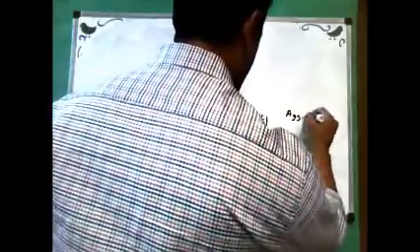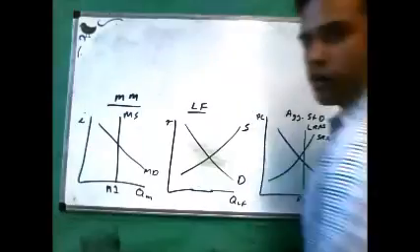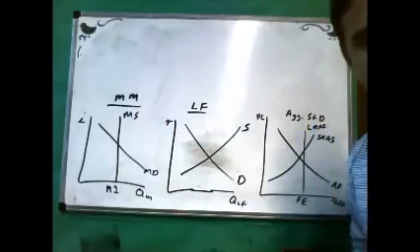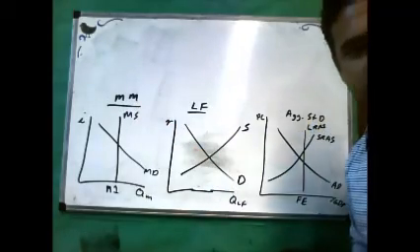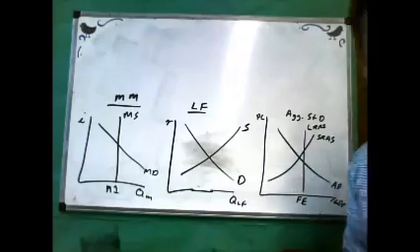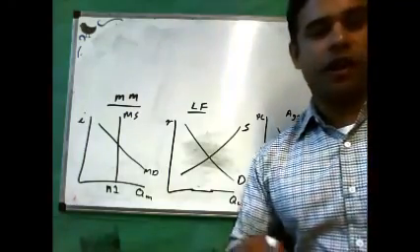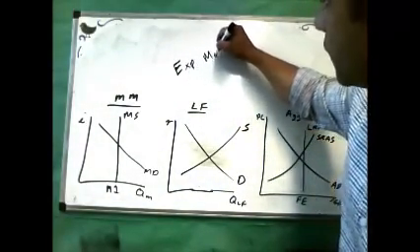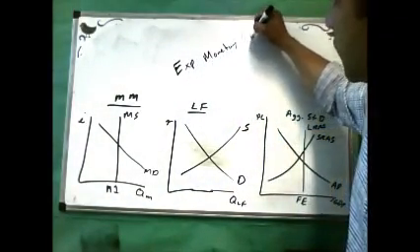All right, here we are. We have a money market graph, we have a loanable funds graph, we have an aggregate supply and demand model for an economy in a recession. What is the appropriate monetary policy? That would be expansionary monetary policy.